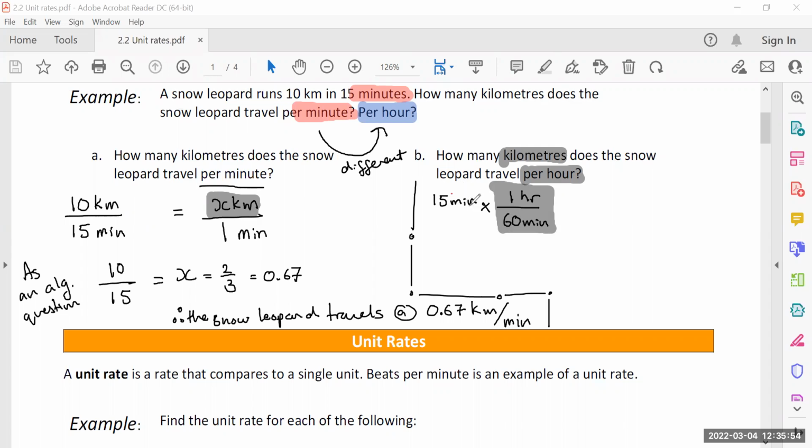Why couldn't you just do 0.67 times 60? We're looking at different units right now. You're looking at this unit rate per minute. I want to calculate it again, but this time it's going to be X kilometers per hour. But the ratio that we use wouldn't be 15 hours. How many hours is 15 minutes? We have to do that conversion first. So bear with me.